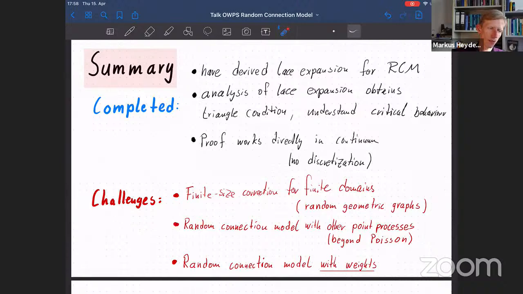And then the third thing is to make the connection with the previous talk and do these things with weights. The weights were absent now. Can we do this with weights? This is something we actively work on, and maybe at some point I can report on that as well.